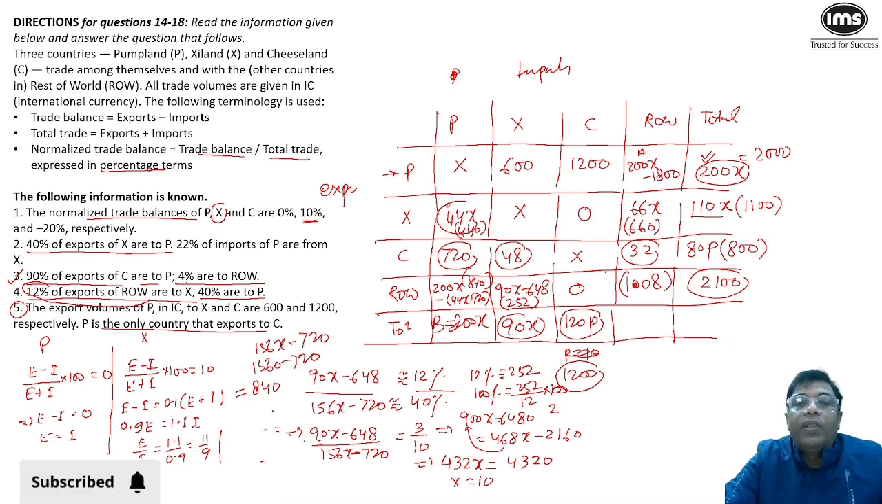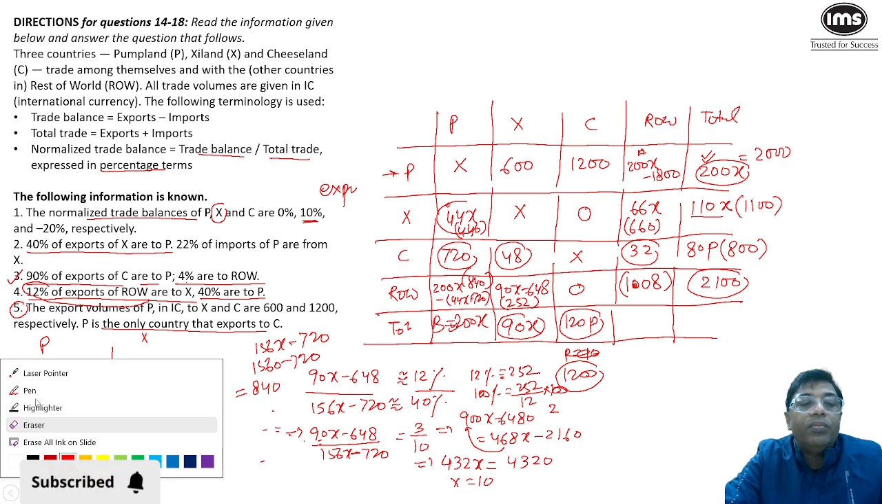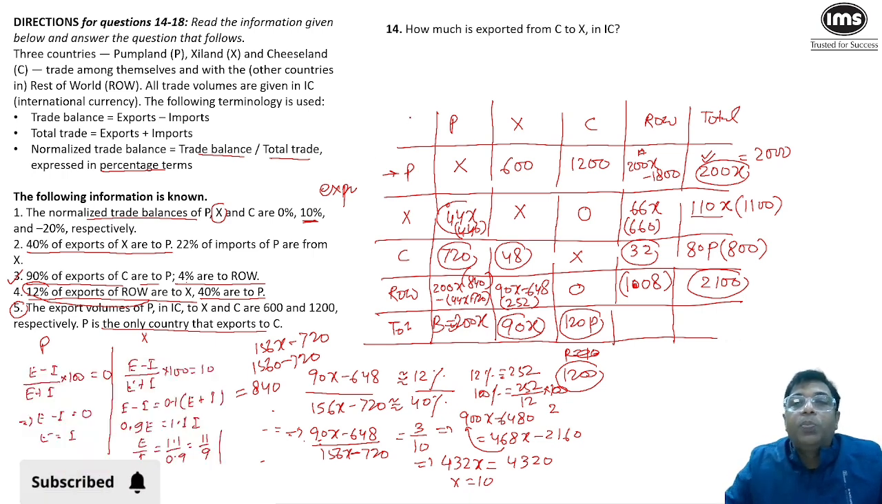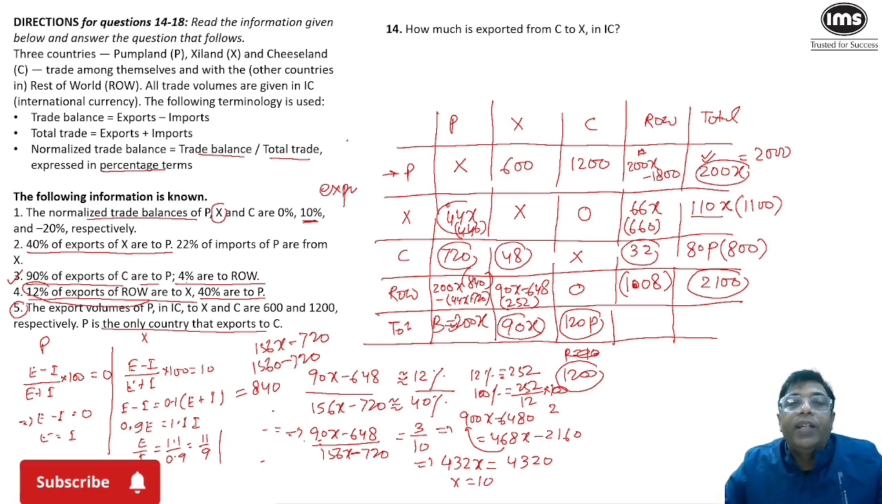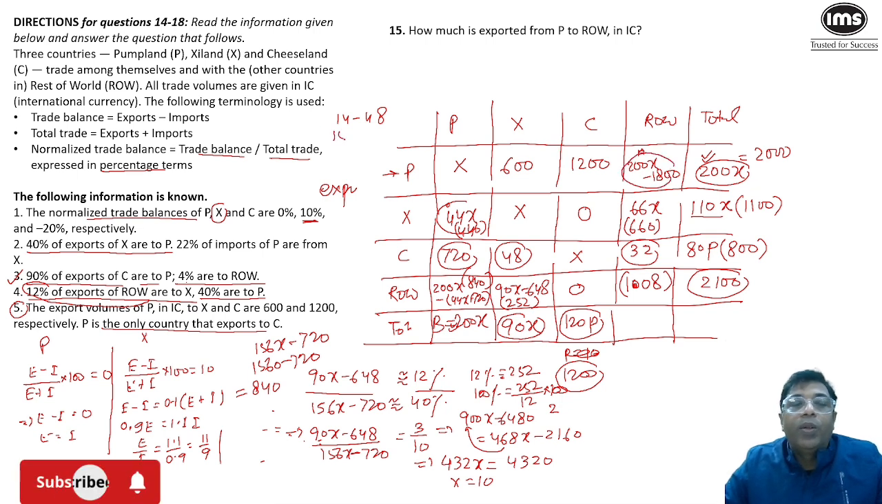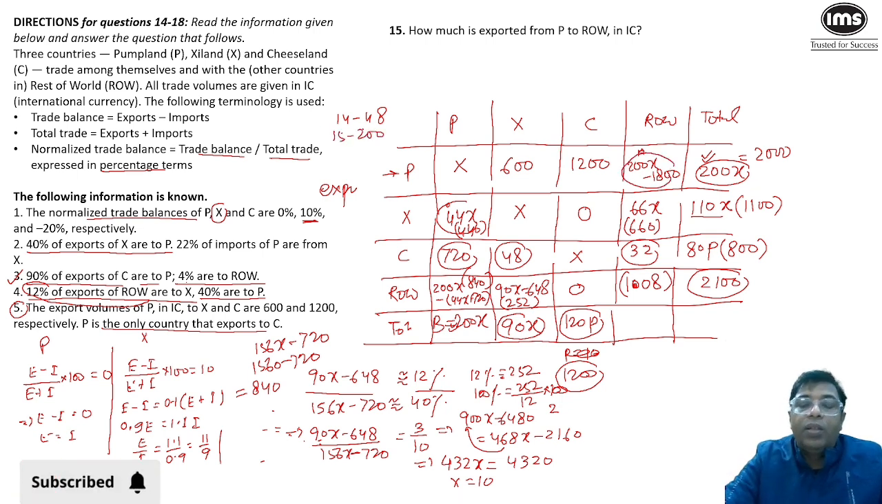So let me look at the first question. Just 1 second, let me erase the data on the top so that we can see all the questions very clearly. So look at the first one: how much is exported from C to X? C to X is 48. So for question number 14, the answer is 48. Look at the next question. How much is exported from P to ROW? P to ROW export will become 200. So for question number 15, the answer will become 200.